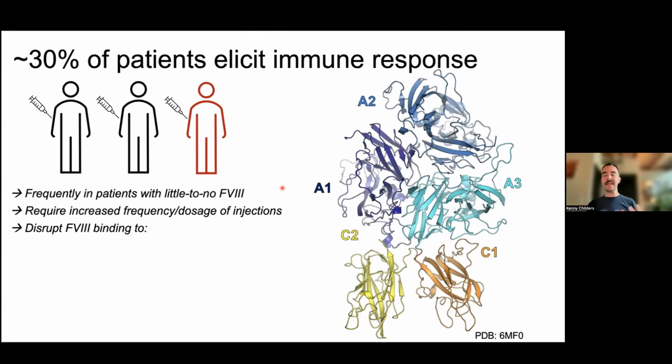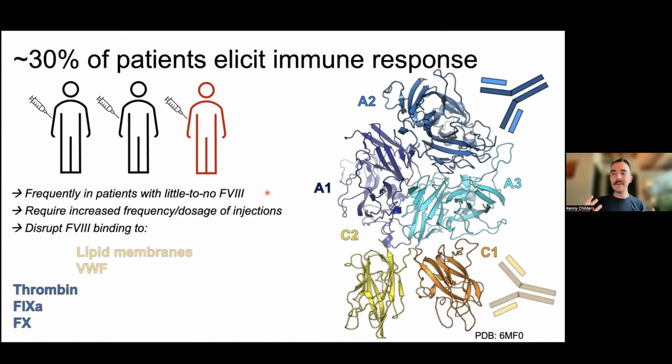However, in these treatment cases, about 30% of these patients are going to elicit an immune response to that factor VIII that they're getting regular injections with. This is going to occur most frequently in patients who have little to no circulating factor VIII due to whatever point mutation they have. And because of this immune response, it's typically going to require increased frequency and dosages of that factor VIII injection, which can be both a physical burden on the patient as well as a financial burden for them as well. So how does this immune response exactly work?